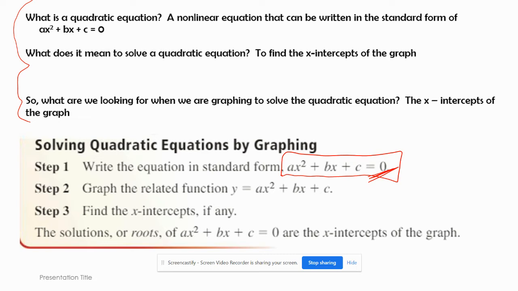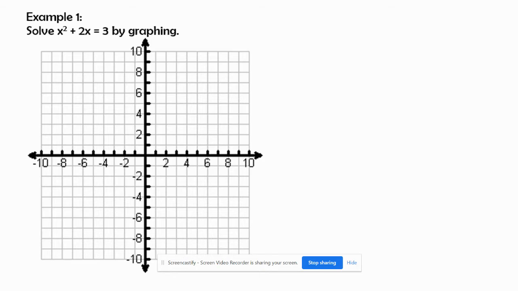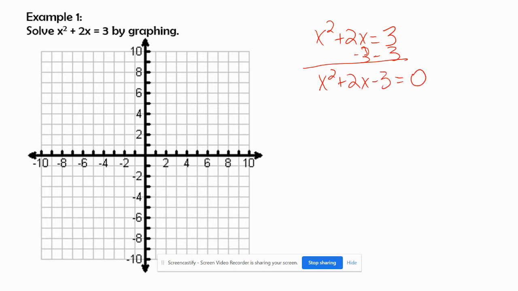When we take a look at our graph then, wherever it crosses the x-axis, our x-intercepts are the roots or solutions to the quadratic function. So let's give it a try. Let's say we have this quadratic, and right now we have it equal to 3. We need to subtract 3 to the other side, so that way it's equal to 0. And now we can graph this.